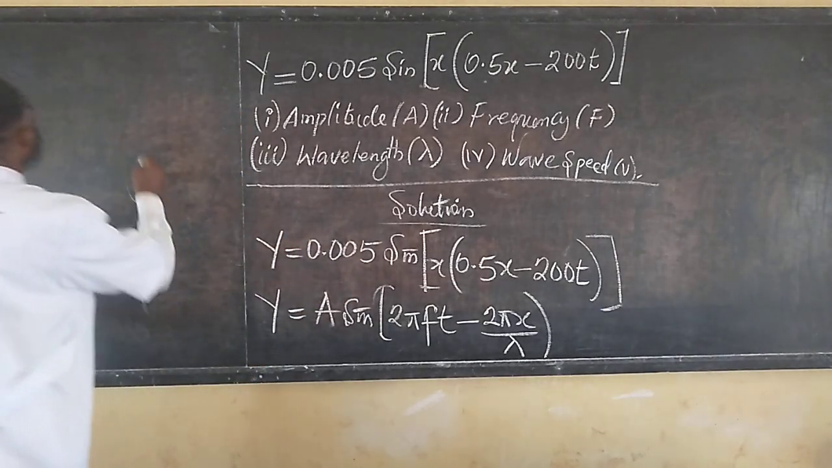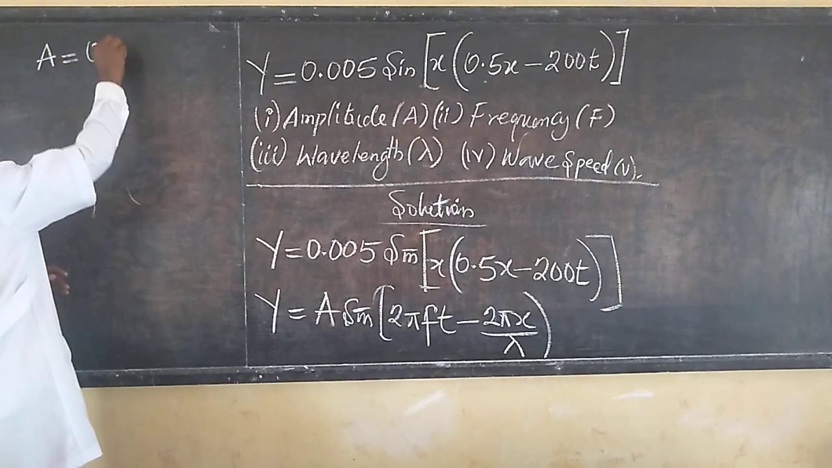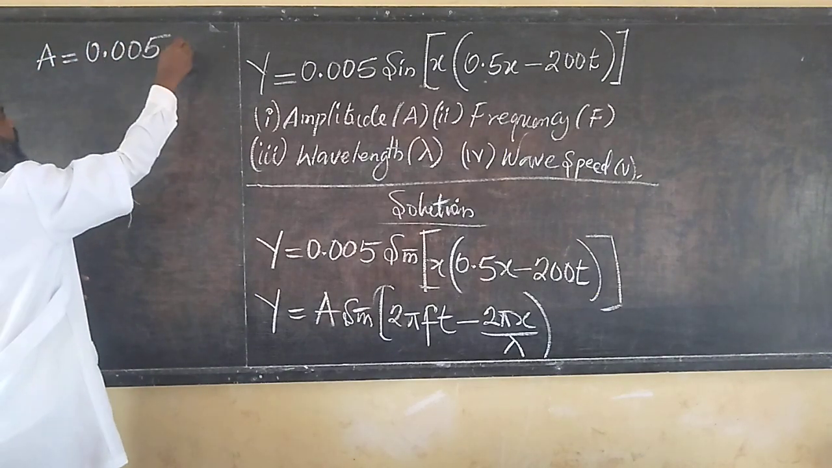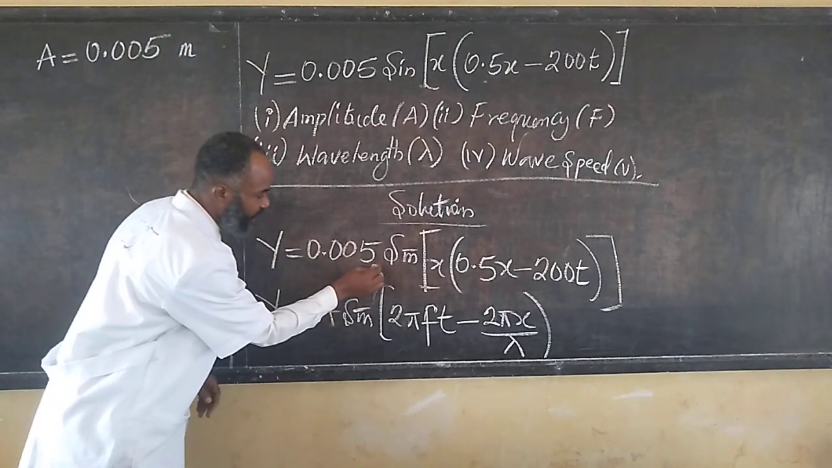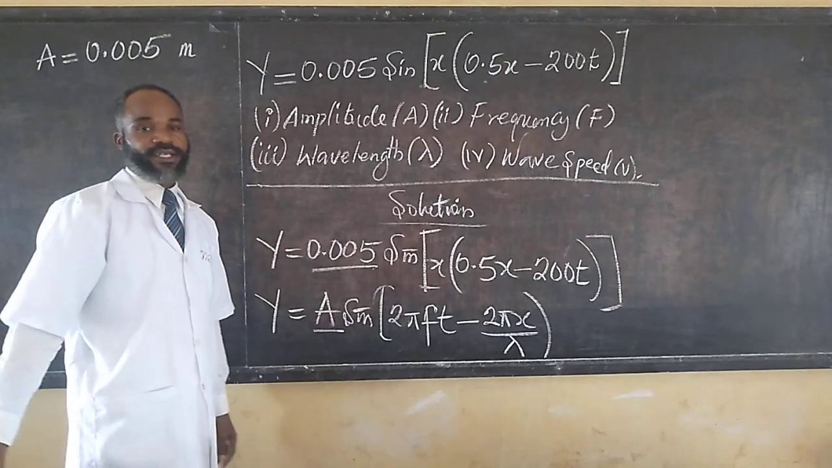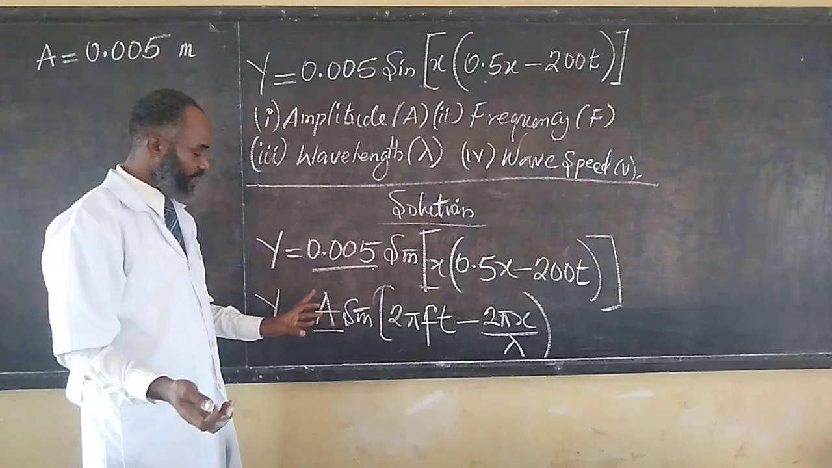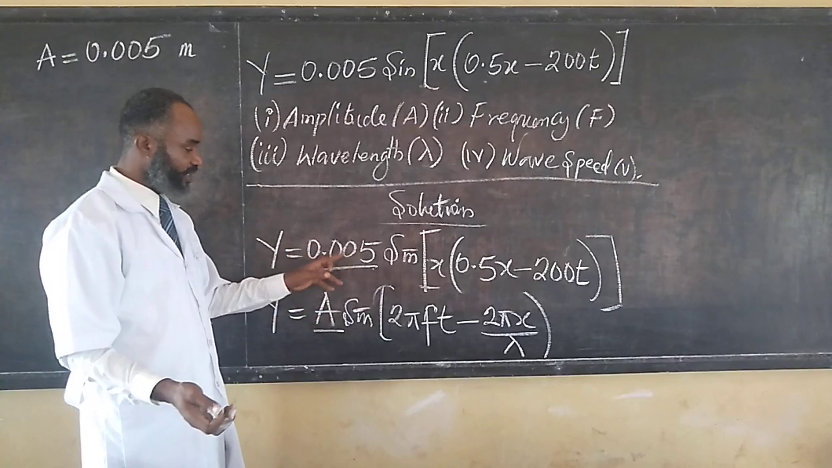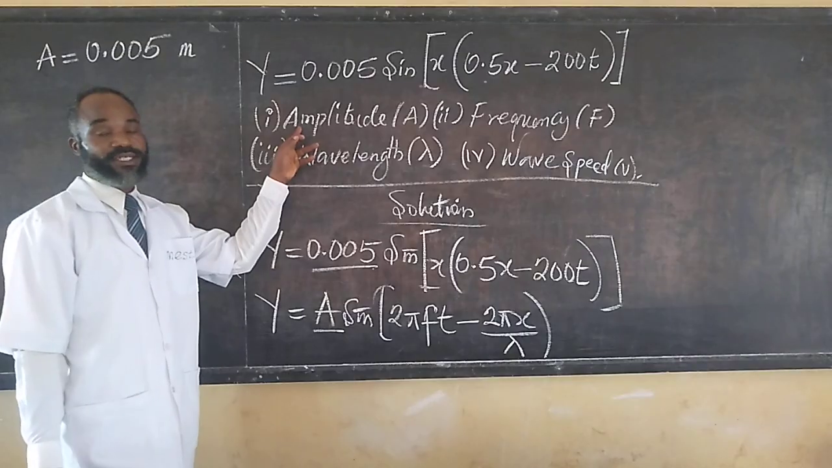So the comparison holds this way. A is equal to 0.005 and is measured in meters, because that is the position of A when being compared. That's it. A means 0.005 meters. This question has been answered.